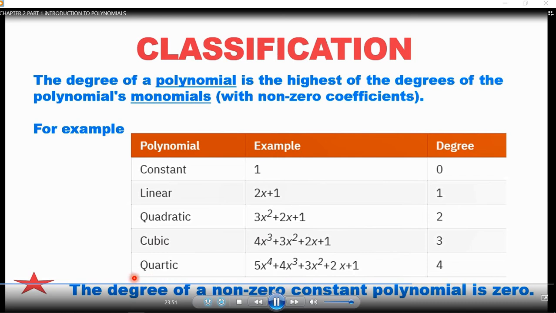Okay, now a quartic polynomial has degree 4, because the highest exponent is in this term, 5x power 4. Hence the degree of this polynomial is 4. The degree of a non-zero constant polynomial is 0, which I already explained to you over here.